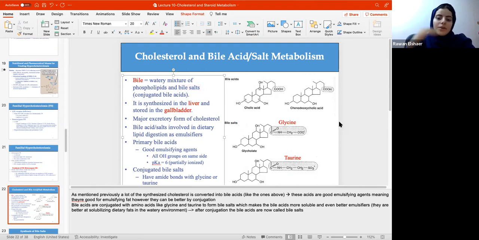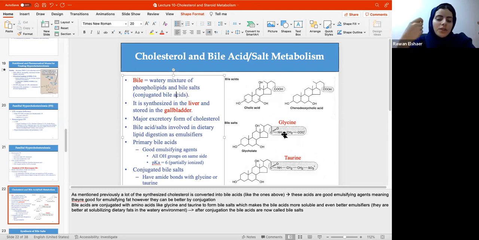So let's begin from cholesterol. First, cholesterol is converted into a bile acid. Then once the bile acid is conjugated, as in you add a glycine or a taurine amino acid, it is called a bile salt. That's basically what you need to know. Now, this process happens in the liver. Once the bile is made in the liver, it gets stored in the gallbladder.